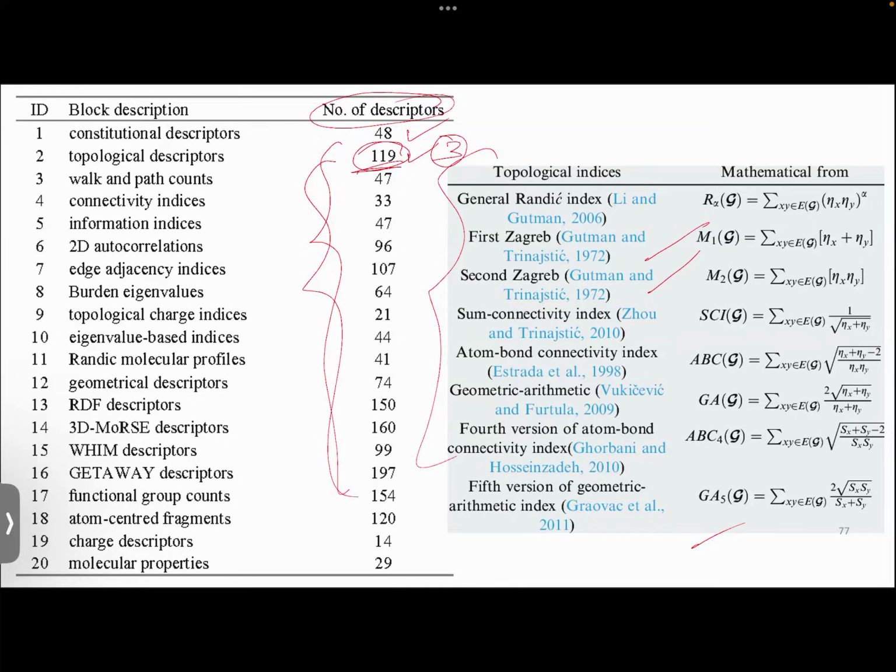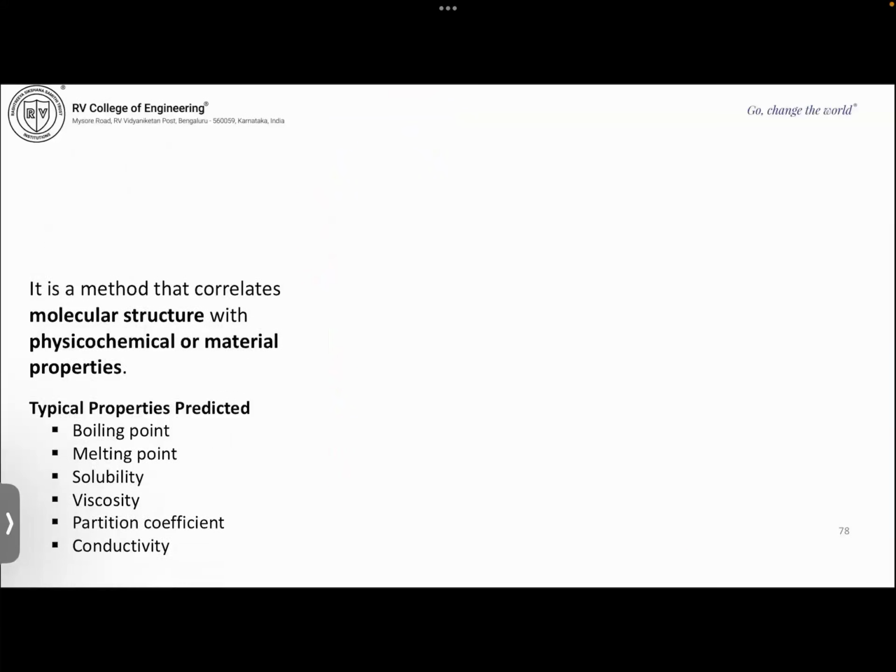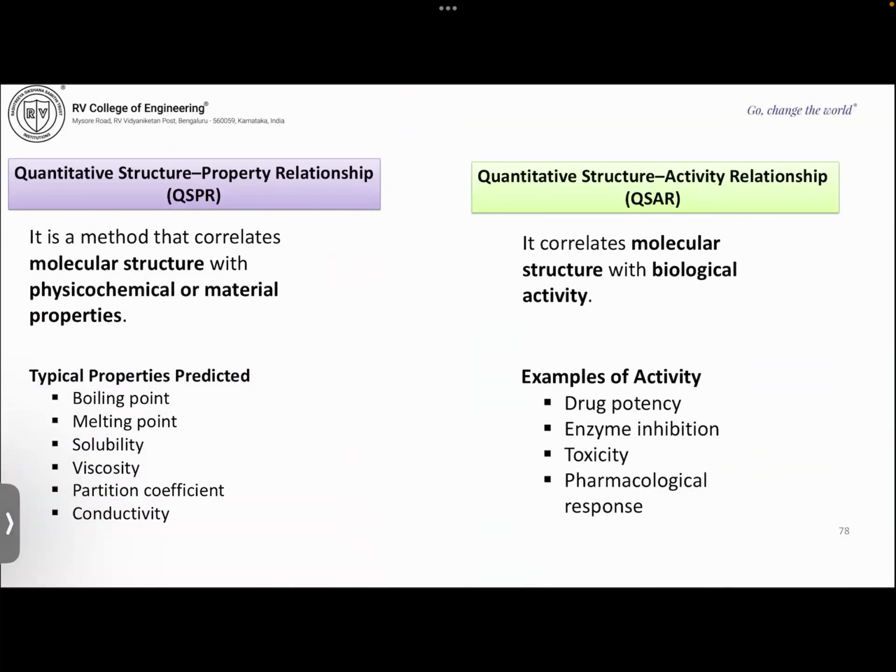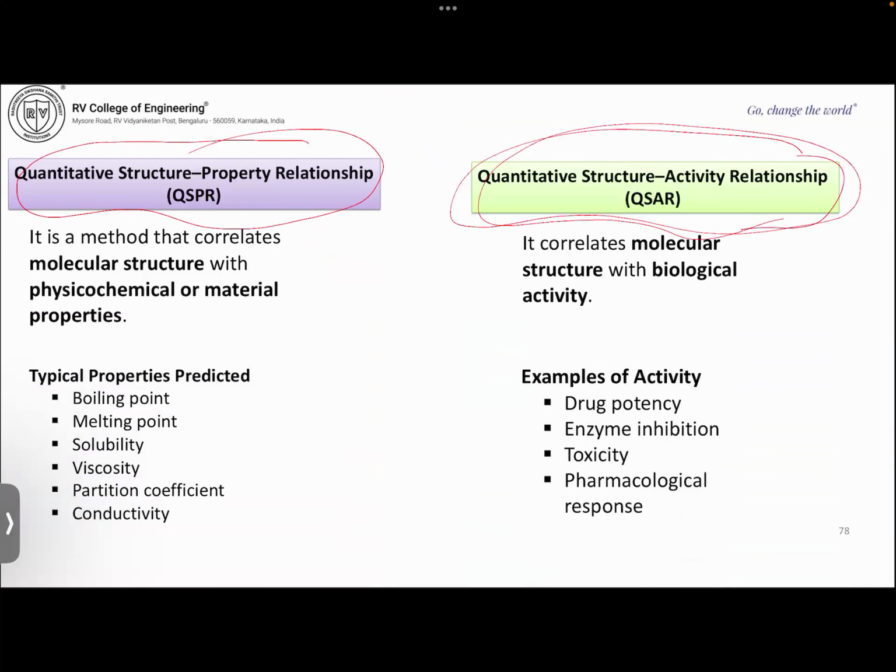Okay, so with this, I'll stop my discussion. In my next video, which is the last part of this unit, the fourth recording of this unit, I'll be discussing QSPR and QSAR. So that would be the last part of this entire unit.